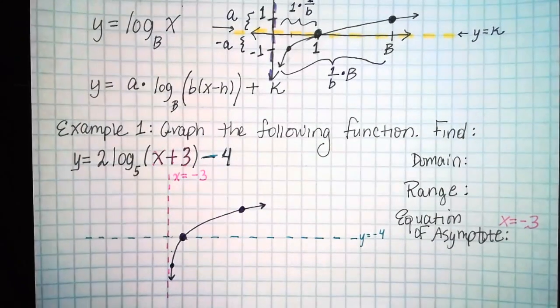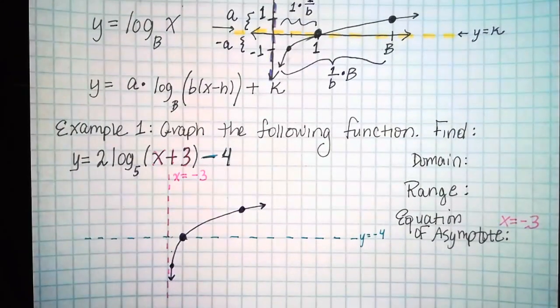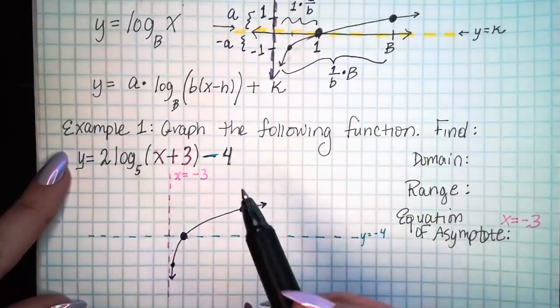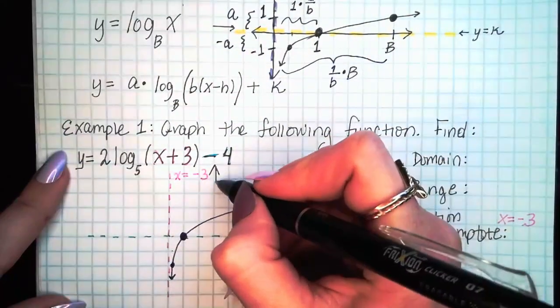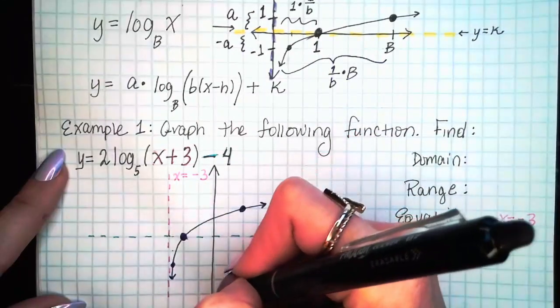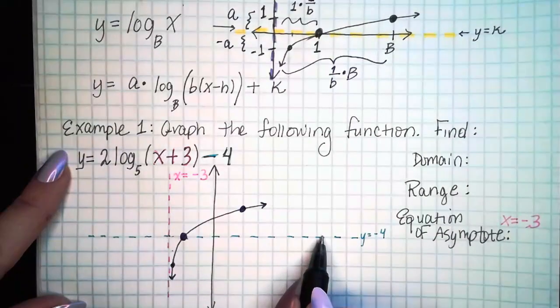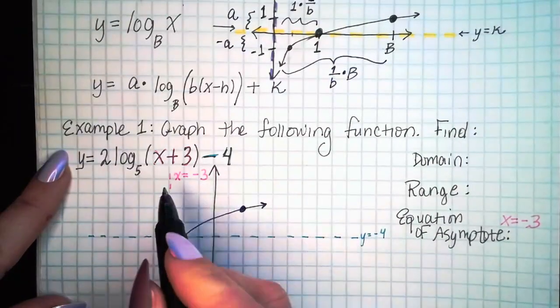From here, I'm going to go and draw my x and y axes based on the transformations I made. This was to the left 3, so my y-axis will be right 3 units. This was down 4, so my x-axis will be up 4 units.